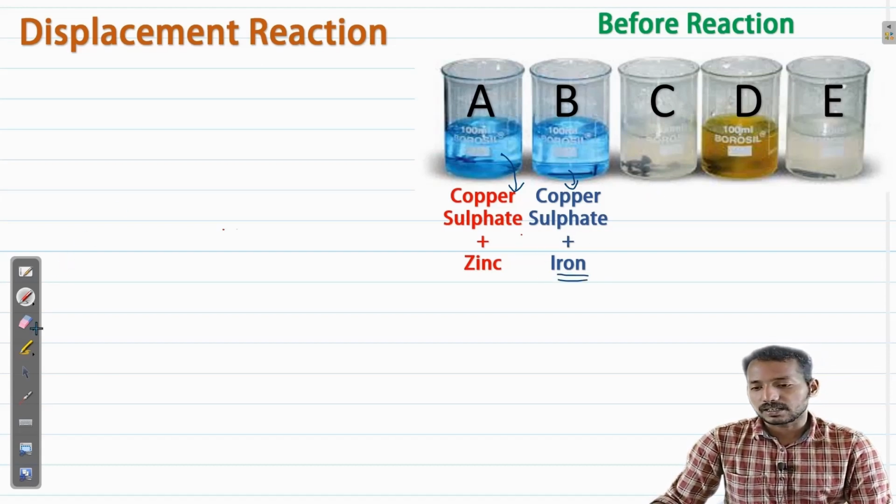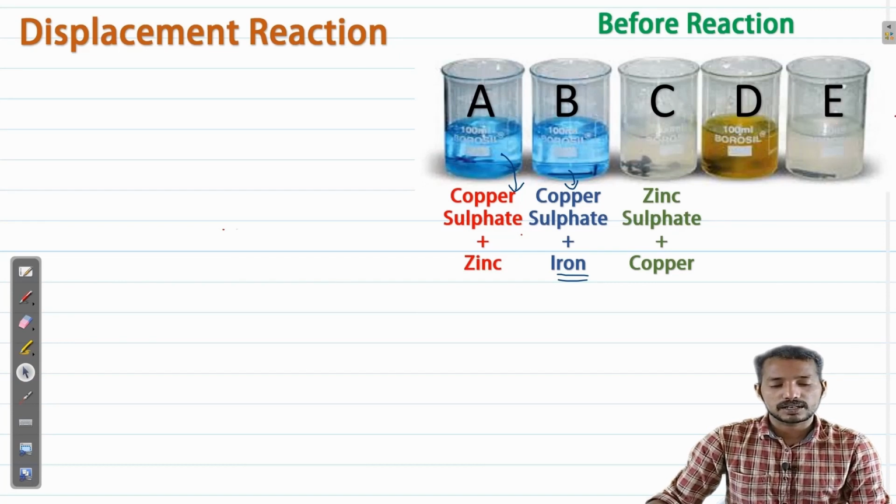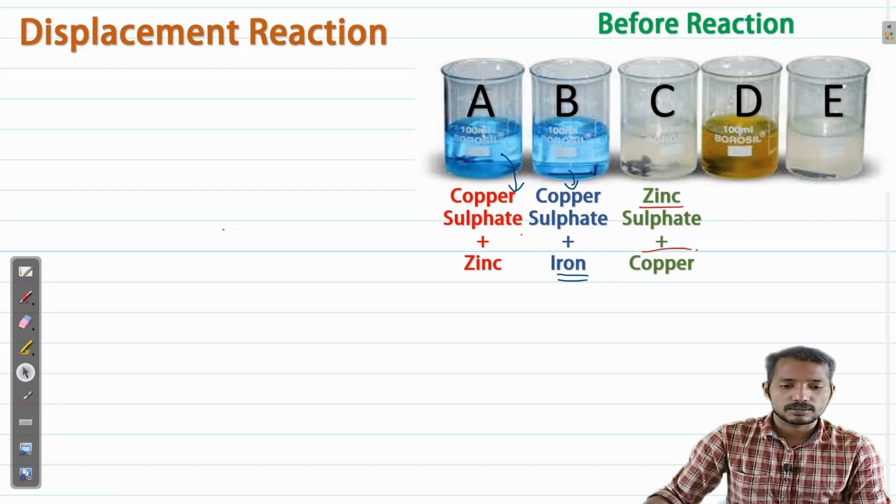In the third beaker, the solution is colorless. It is because the main component of that solution is zinc sulfate, okay. And to the zinc sulfate, we add some copper filings.